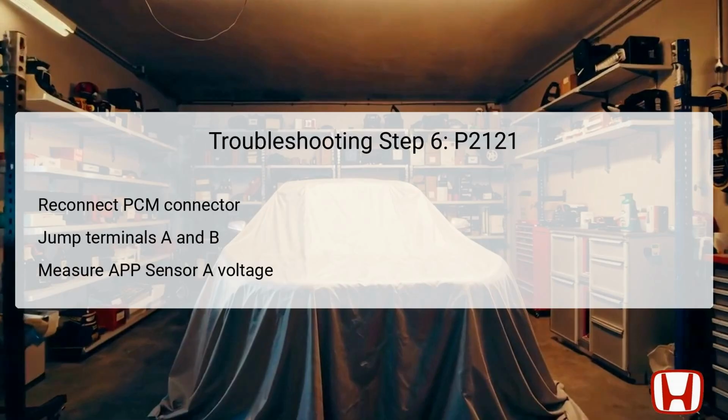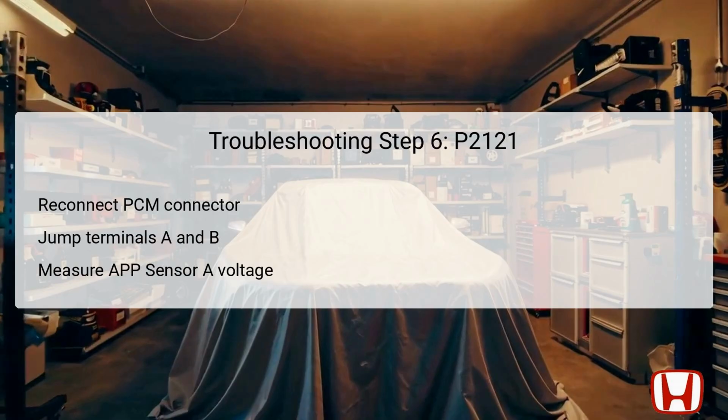Step 6 starts with removing the jumper wire from the APP sensor 6P connector and reconnecting the PCM connector A. Next, use another jumper wire to connect 2 specified terminals of the APP sensor connector while turning the vehicle to the on mode. Check the APP sensor A voltage using the HDS.